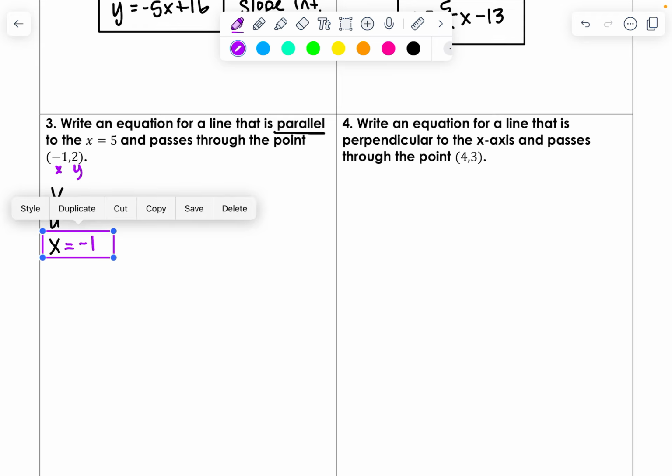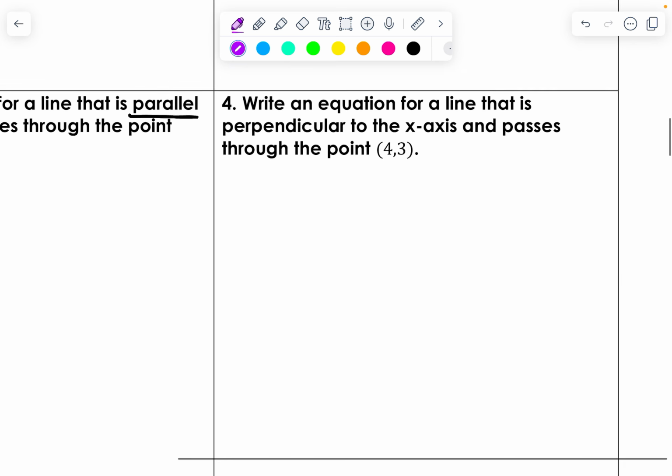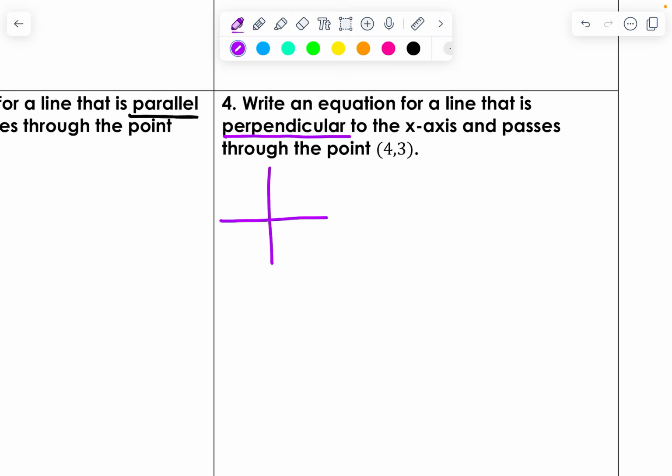And number 4, write an equation for a line that's perpendicular. So perpendicular means we got to change the slope. So perpendicular to the x-axis. If that's the x-axis, then perpendicular would be vertical. So that's, again, going to be a vertical line. So this is going to be x equals 4 because 4 was the x-coordinate of the point we need to go through.